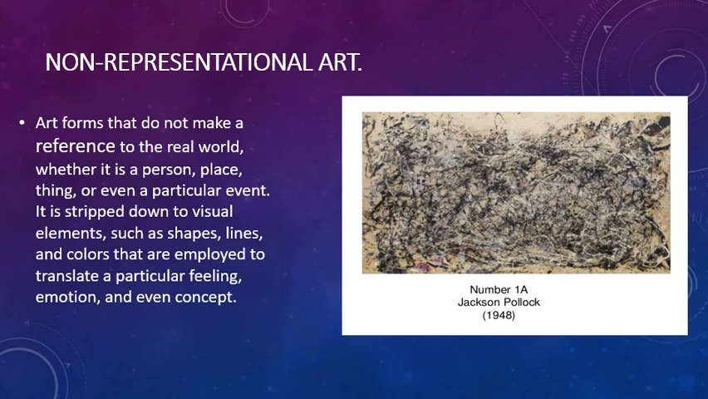A good example for this one is the number 1A by Jackson Pollock in 1948. As you can see in the painting, it does not resemble any figures outside in the real world. Rather, these are abstract images that is mixed with different emotions. It presents a confusion, so it's more in the abstract level. It does not represent anything from the outside world. So it's created by the artist, therefore it is a non-representational art.